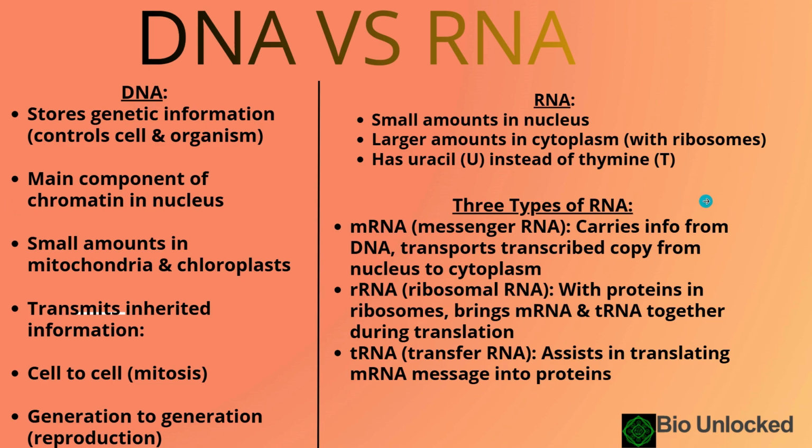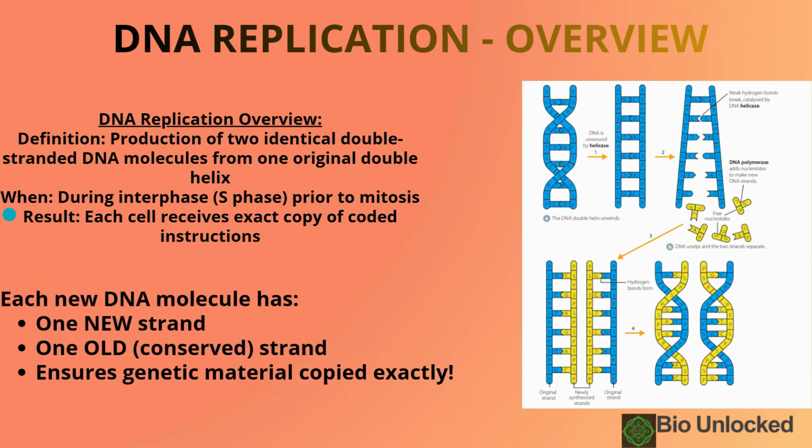Now, DNA replication is the production of 2 identical double-stranded DNA molecules from one original double helix. DNA replicates during interphase prior to mitosis, like I told you before, and each cell receives one exact copy of coded instructions. Watson and Crick noted their model suggested a possible copying mechanism. If strands separated, each could act as a template for synthesis of a new complementary strand. This is indeed what happens. The process is called semi-conservative because each resulting DNA molecule has one new strand and one old, or conserved, strand. This mechanism should ensure genetic material is copied exactly.